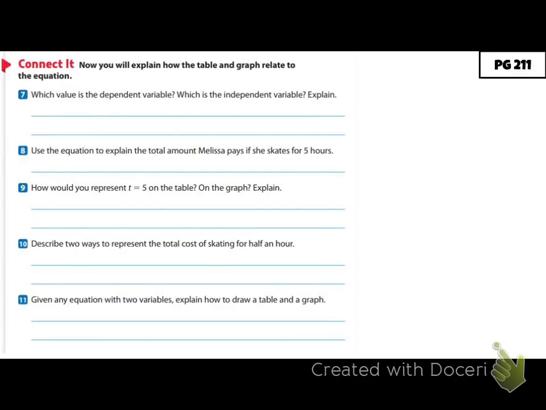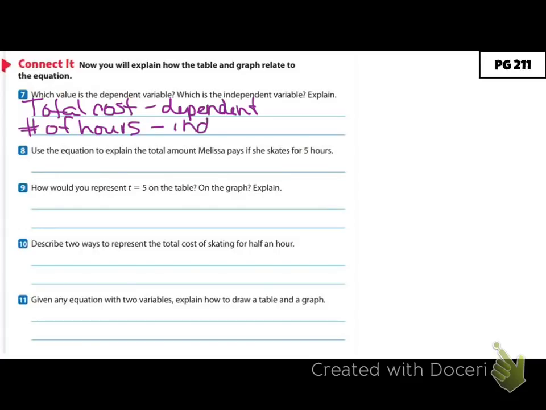So let's answer some questions. Number 7 says, which value is the dependent variable, which is the independent variable, and explain. So once again, our total cost depends, so it's the dependent variable, on our independent variable, which is the number of hours. Cost depends on the hours.